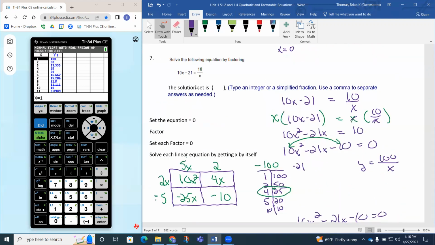So in my solution set, I'm going to have this 5/2 and this negative 2/5 as my two solutions. Again, order does not matter, but you do have to separate them by a comma. And these fractions have to be in fraction form. You can't put decimals in there. And these are reduced. Again, if you were unsure, you could put those into the calculator to reduce them.